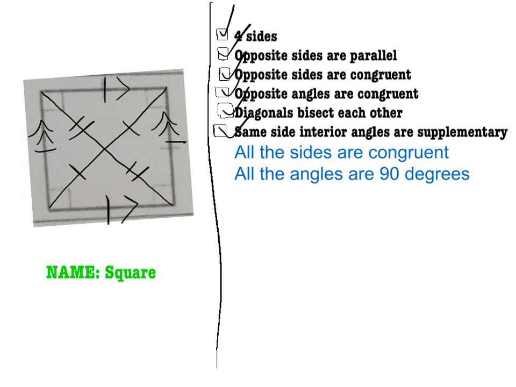So let's go ahead and make sure those are in our picture. All of the sides are congruent. Yes, that's shown. And all of the angles are 90 degrees. Great. Okay, so now what I'd like you to do is take this information back to your group.